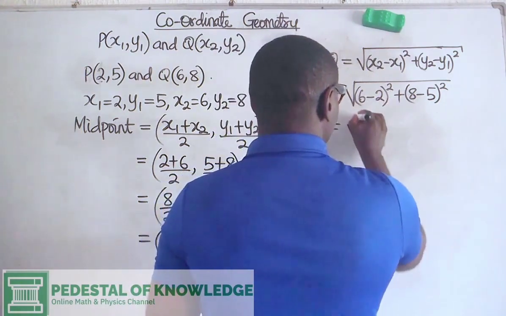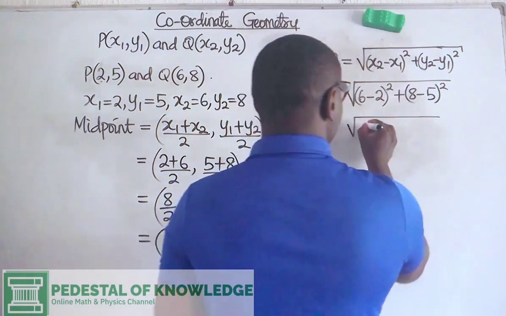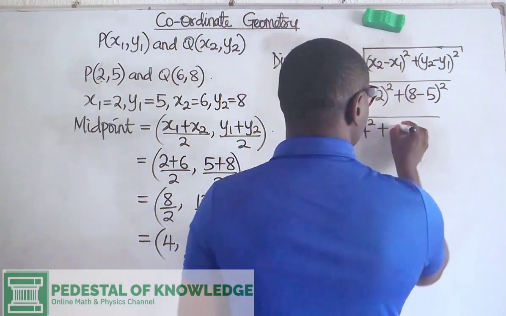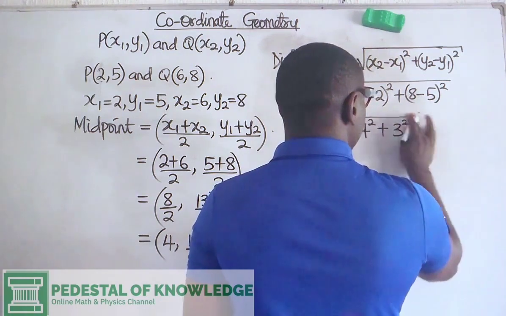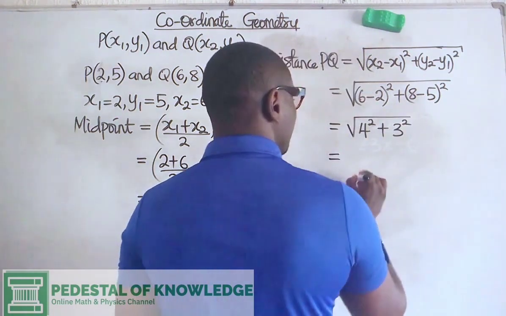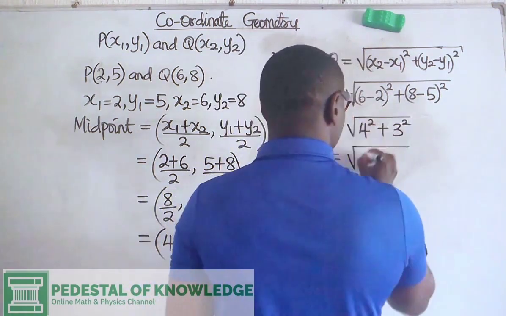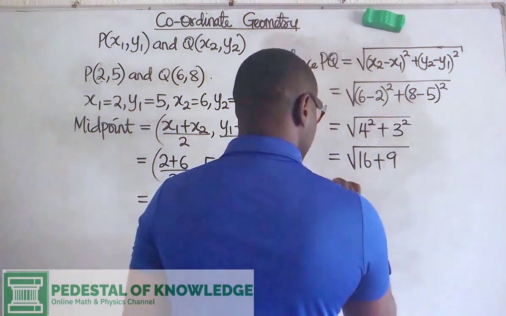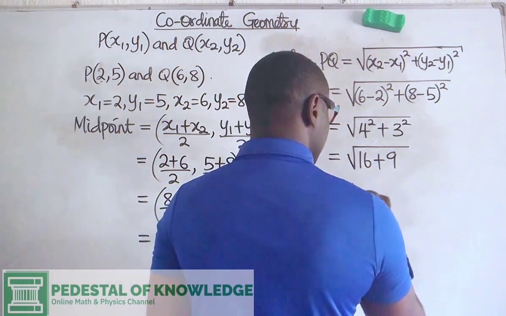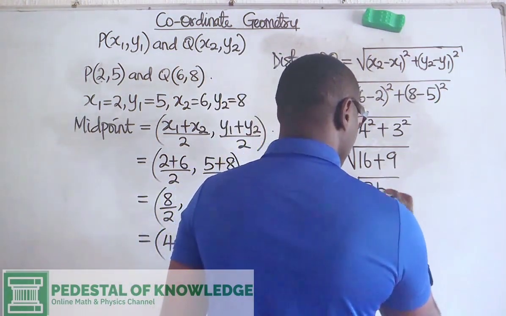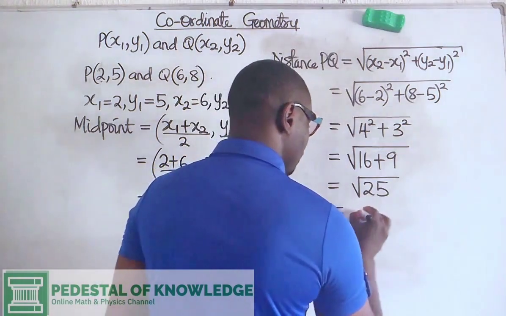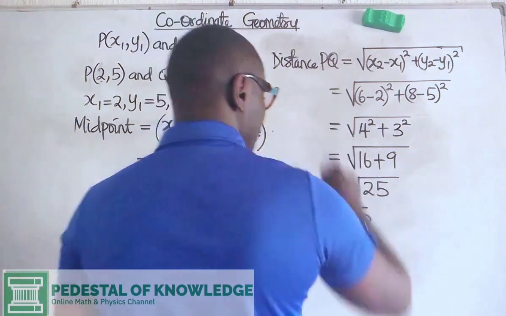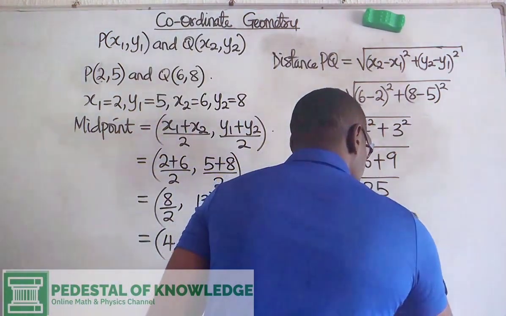Okay, now this is equal to 6 minus 2. 6 minus 2 will give us 4. So we have 4 squared plus 8 minus 5 will give us 3. That's 3 squared. Alright, so this is equal to the square root of 4 squared is 16 plus 3 squared is 9. And this is equal to 16 plus 9 is 25. And the square root of 25 will give us 5. So the distance PQ is equal to 5 units.